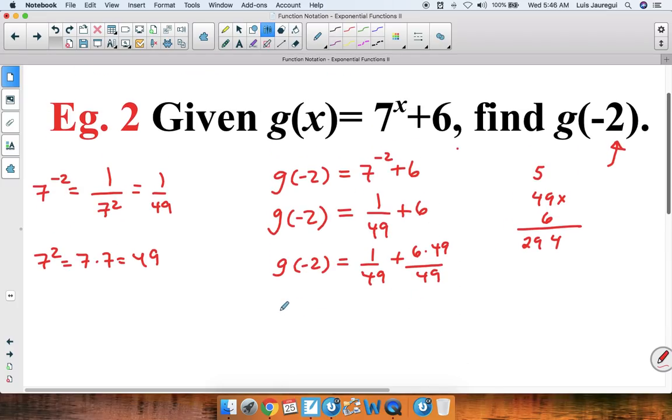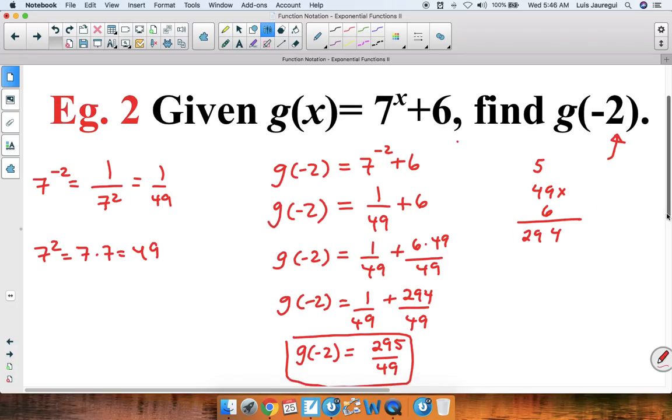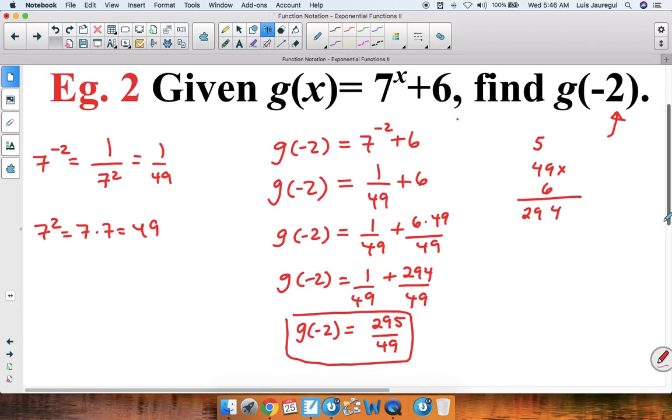Now using that information we can say that g of negative 2 is equal to 1 over 49 plus 294 over 49. Now combining like terms we get that g of negative 2 is equal to 1 plus 294, which gives you 295, all over 49. So we can say that g of negative 2 is equal to 295 over 49. Let's see one last example here.